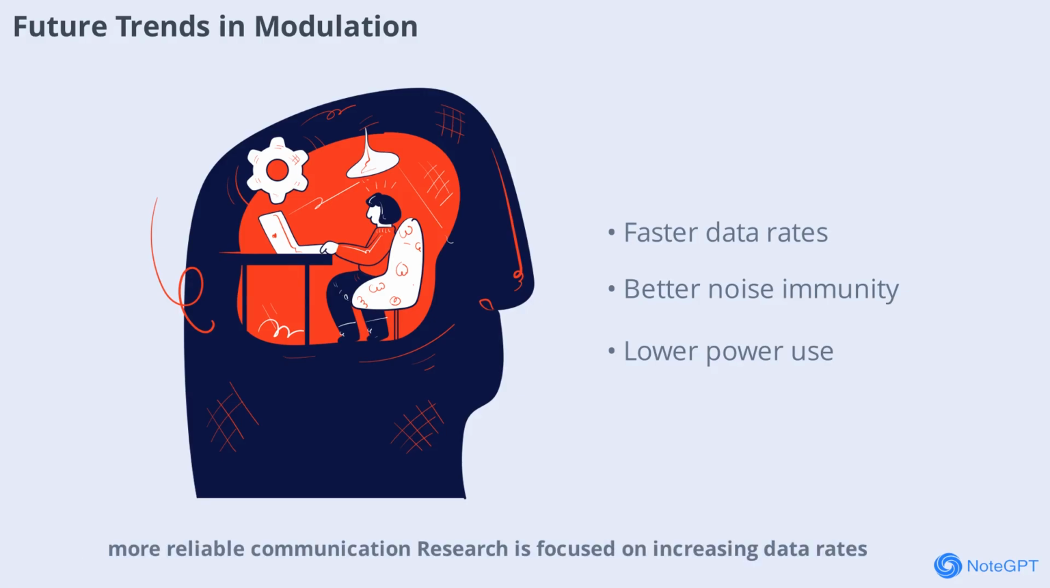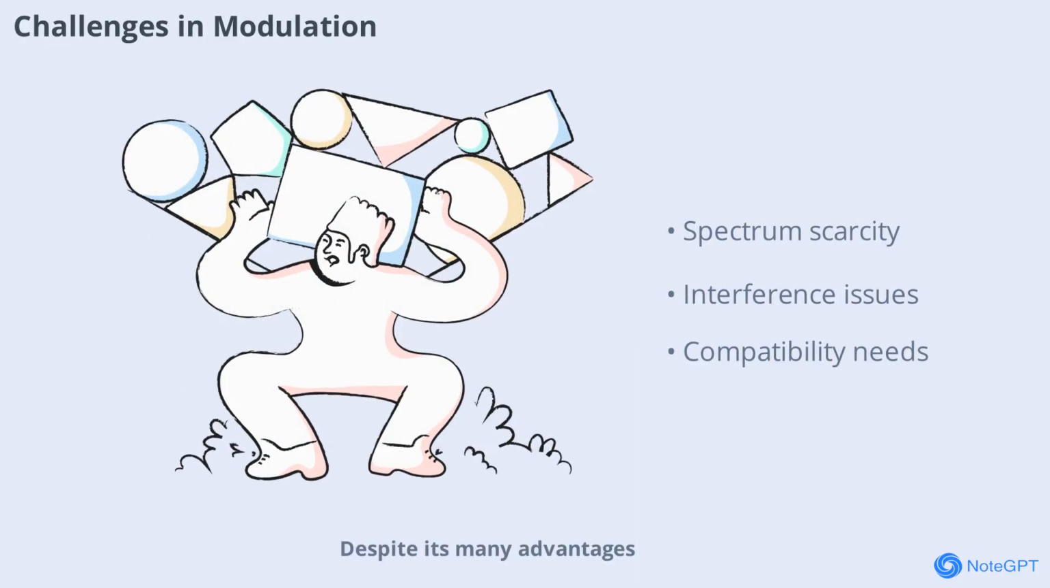Research is focused on increasing data rates, improving noise immunity, and reducing power consumption. The future of modulation promises even more efficient and versatile communication systems. Despite its many advantages, modulation faces challenges such as spectrum scarcity, interference, and the need for backward compatibility with older systems. Engineers are constantly working to overcome these obstacles through innovative techniques and smarter spectrum management.